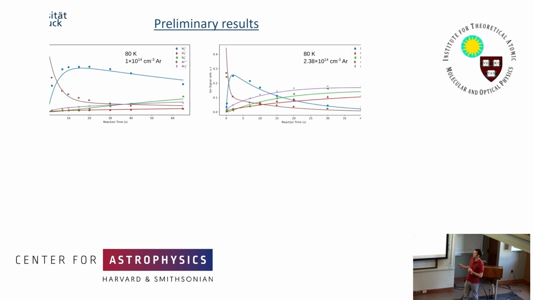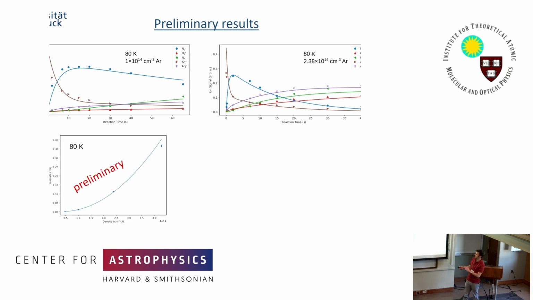At 80 Kelvin, 2 different pressures, doing a simultaneous fit to all these peaks with the chemical model that I just showed. And you can see, okay, there's still something missing. We're not really quite getting this increase well, or this decrease. But at this higher pressure, we do seem to be getting it a little bit better. And from these fits, we can extract a 3-body rate.